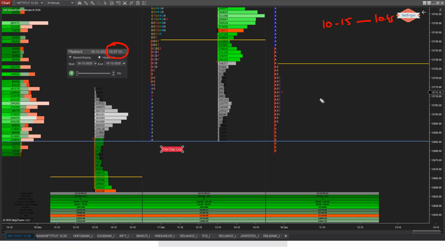So 10:37 here. Maybe I'll do one thing. I'll even increase the speed of the price action. I'll even go to 20 times speed. So right now we are at 20 times speed here. The time is 10:40. So notice here, so far only two-way auction process.